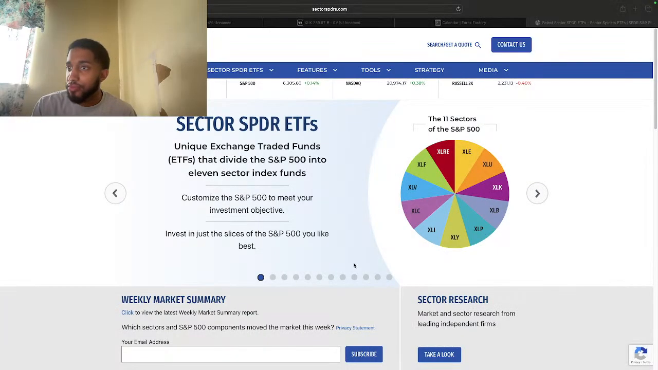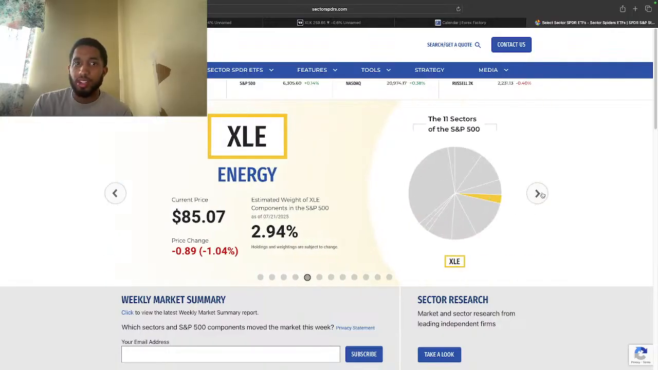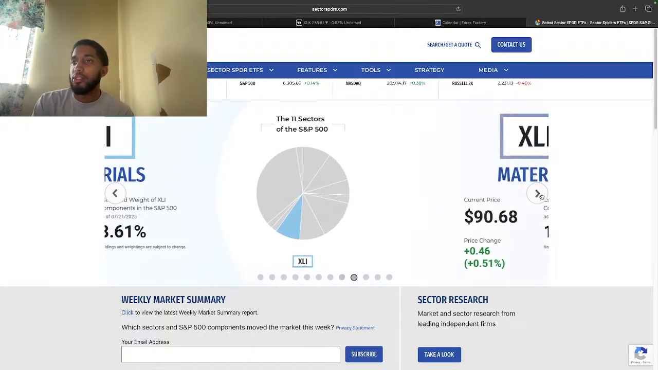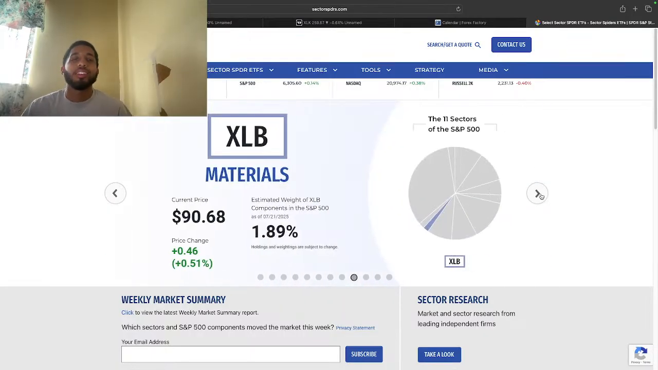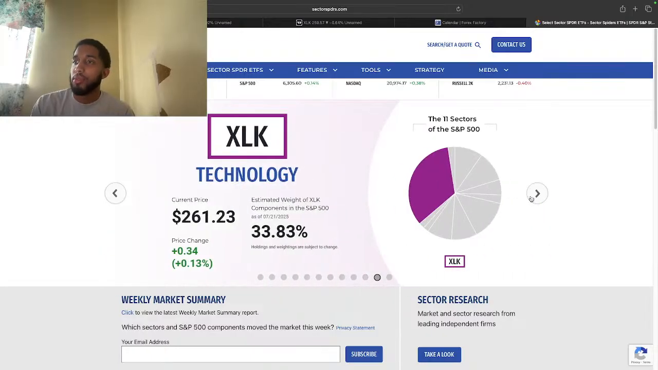Look at this. Yeah, now this is crazy divergence. So look, this is what I'm talking about. XLF is 13%, XLV 8%. I don't look at anything else. So technically, I'm looking at 60% of the S&P 500. I don't look at materials or industrials. I have four charts. Maybe if I had a bigger screen, I'd probably look at more of them. But let's see, XLK 33.